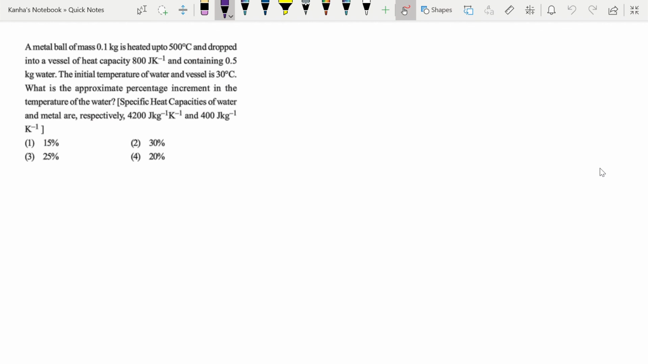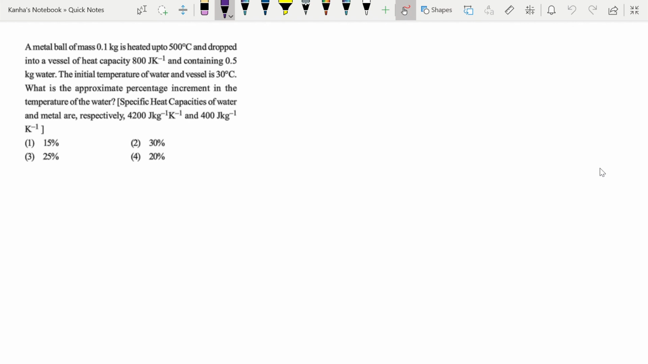Let's look at a quick question. A metal ball of mass 0.1 kg is heated up to 500 degrees Celsius and dropped into a vessel of heat capacity 800 joules per Kelvin and containing 0.5 kg water. The initial temperature of water and vessel is 30 degrees Celsius. What is the approximate percentage increment in the temperature of the water?